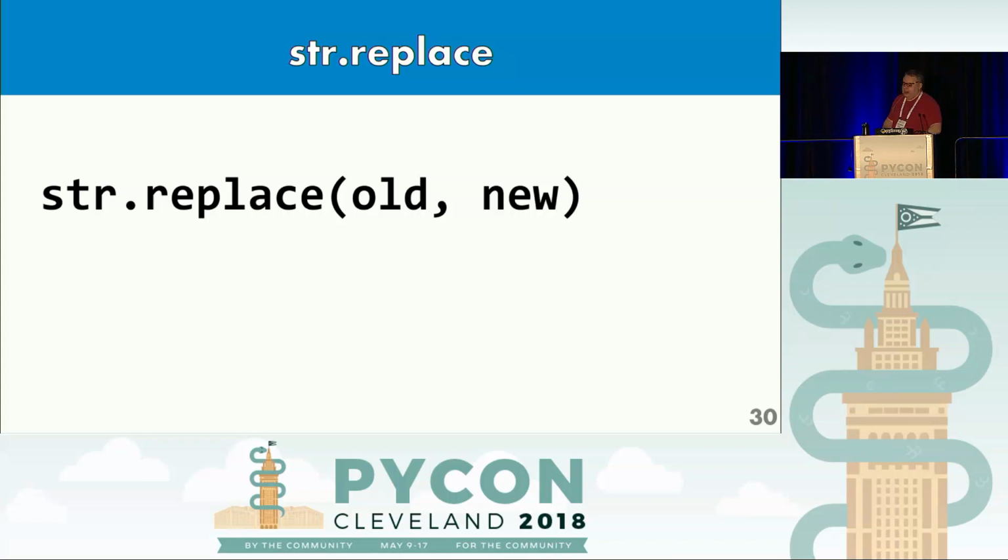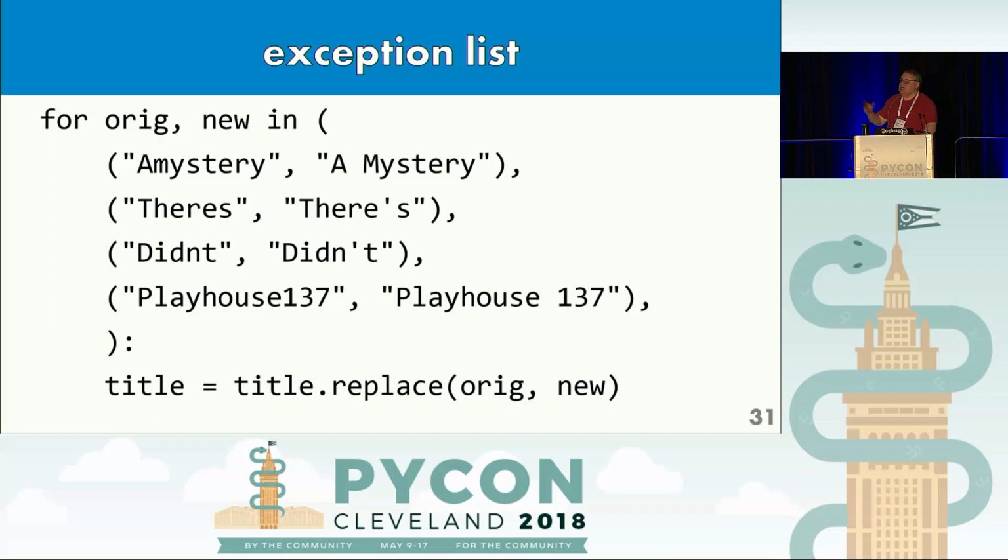returns the result. And so what I do, again, this is an idiom I use all the time. I call this an exception list. This is a tuple of tuples of replacement, search and replace strings. So I just iterate over these, and for every single title, I do all of these replacements. Most of them don't fire every time.